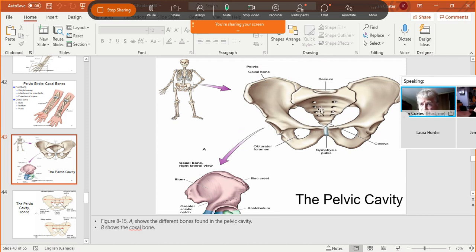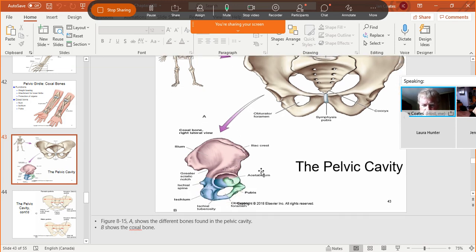Remember, your spinal cord is coming down here. This is your sacrum. Here is another foramen. This is actually the largest foramen in the body. This is your obturator foramen, and you have two of them, supplying nutrients and blood down to the legs.